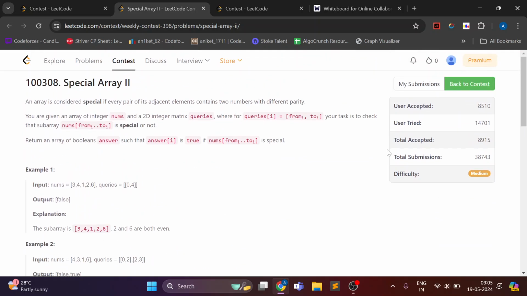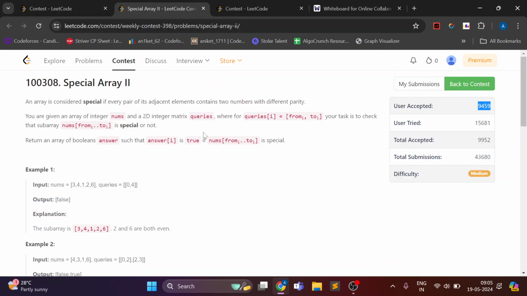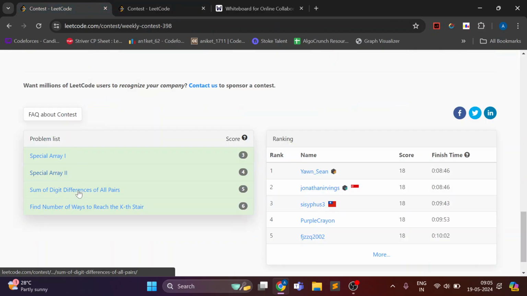And this was the second question. I think, yeah, there are quite a lot of submissions for this, but I found this not a difficult but interesting problem, I would say. So let's move to the third problem.